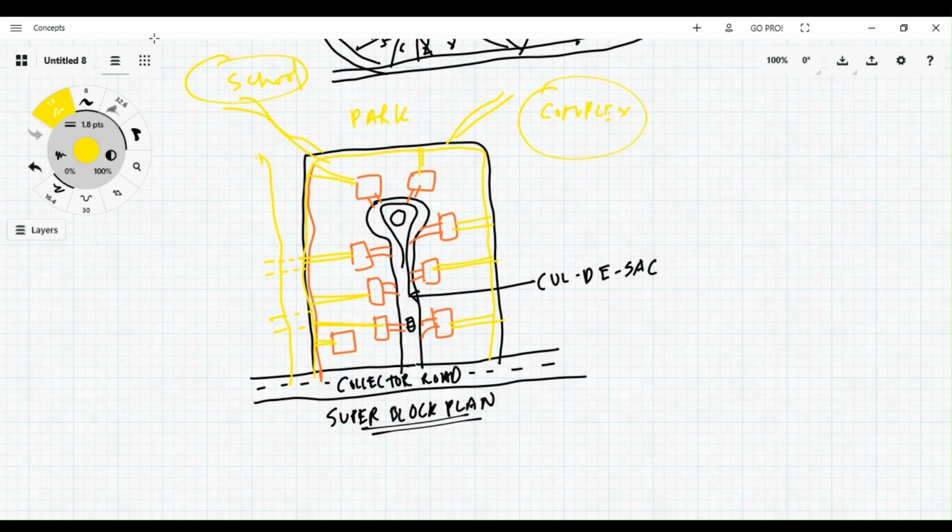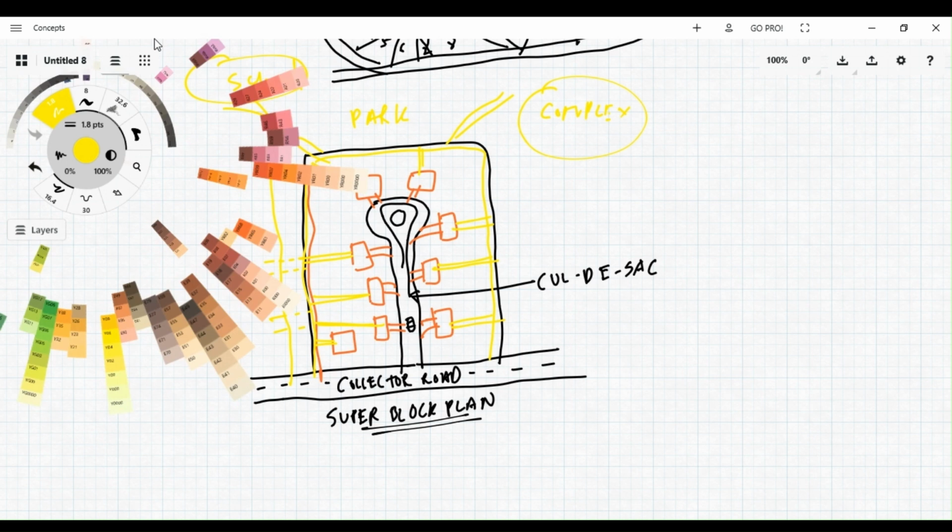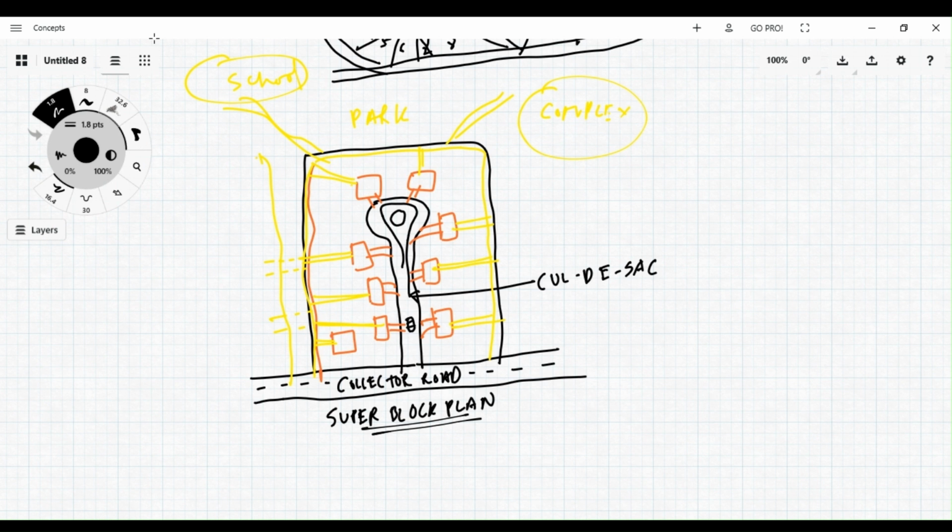Okay, so coming to the next point. Now here we have discussed the super block. What is a super block? We have discussed what is a cul-de-sac, and how they have separated the vehicle and pedestrian movement. Okay, so basically these are called greenways. The term they've used is greenways. The pathways, they have called them greenways. There is a pedestrian only path that connects the homes to the parks and other amenities. Greenways are pedestrian only paths.